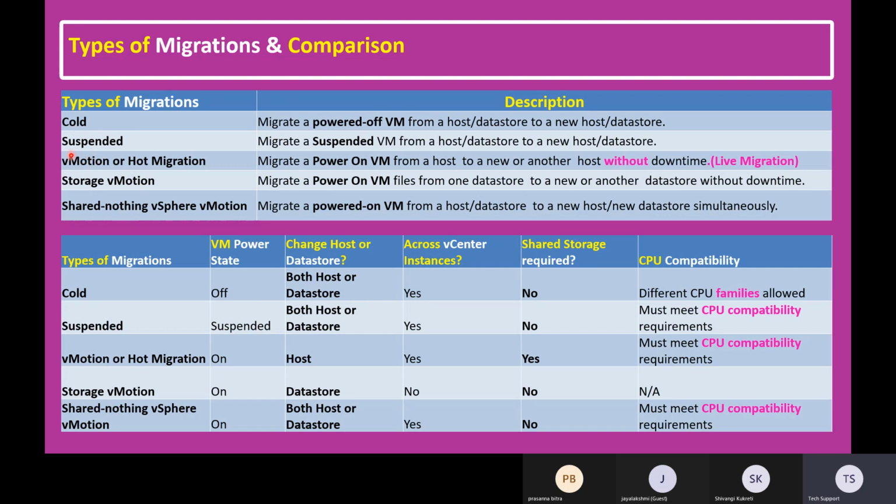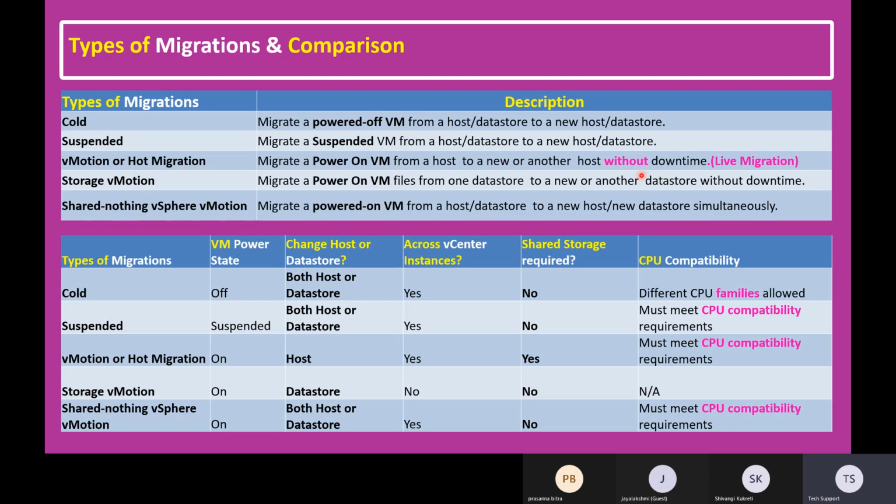And now let's talk about vMotion. vMotion, another name, hot migration, or we call it a live migration. So the vMotion definition is to migrate a powered-on virtual machine from one host, meaning from one ESXi host to another ESXi host, without downtime. So no downtime is needed for the virtual machine.